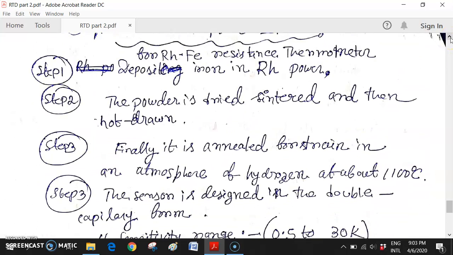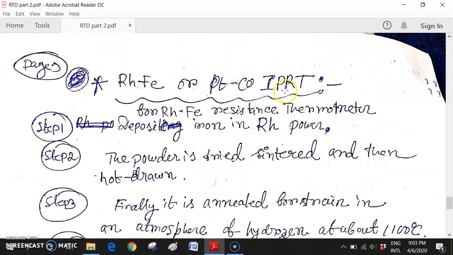In a similar fashion, platinum cobalt IPRT also can be made. So these are the different categories of SPRTs and IPRTs, that means RTDs. These are all the classifications of RTDs. So finally, what is my conclusion? The stem type of RTD is basically the SPRT, and the wire type of RTD is basically the IPRT. So this is the discussion about RTD.